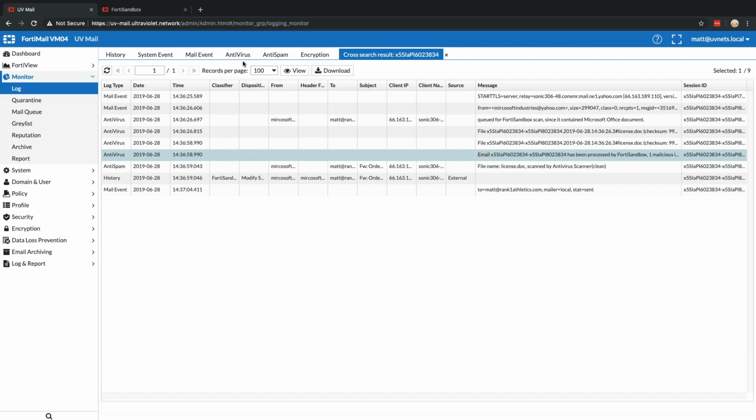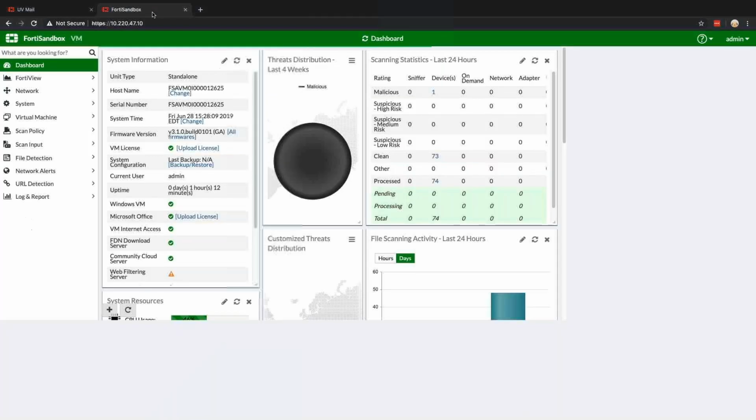Put someone else in my shoes or in your shoes who may have gotten this file, they could have opened it and ended up in a world of hurt, just based on what we're seeing lately with ransomware attacks. I'm gonna switch over to the FortiSandbox here and let's actually take a look and see what we found.